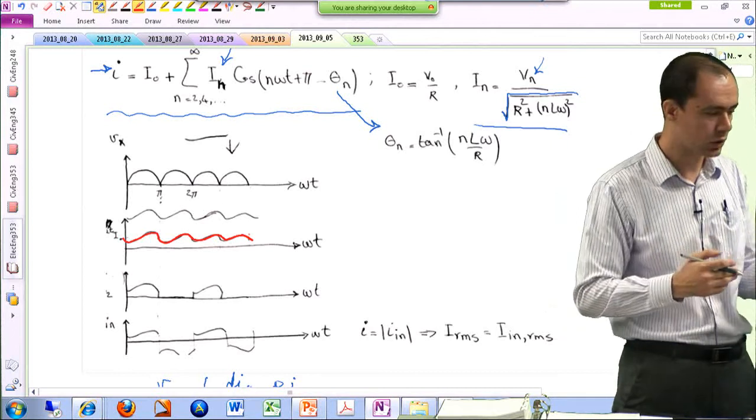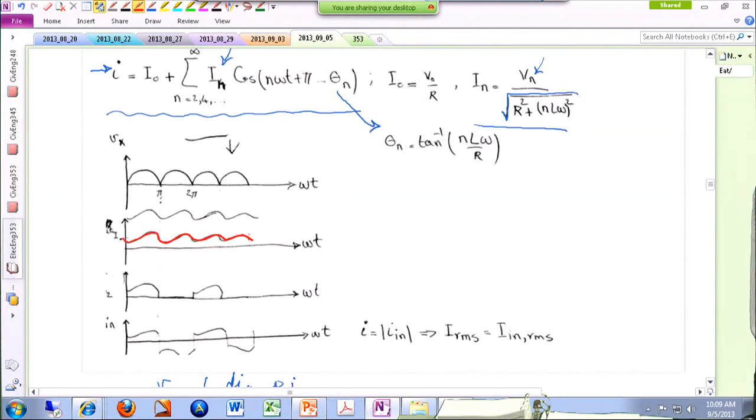And depending on how much R you have and how much power you're delivering to the system, obviously this is going to go up and down. If R changes, for instance, this would be R increasing.